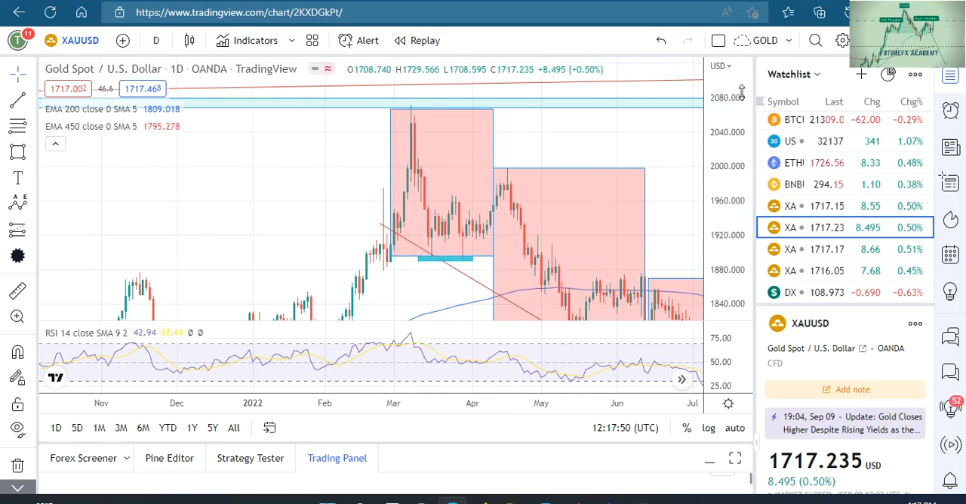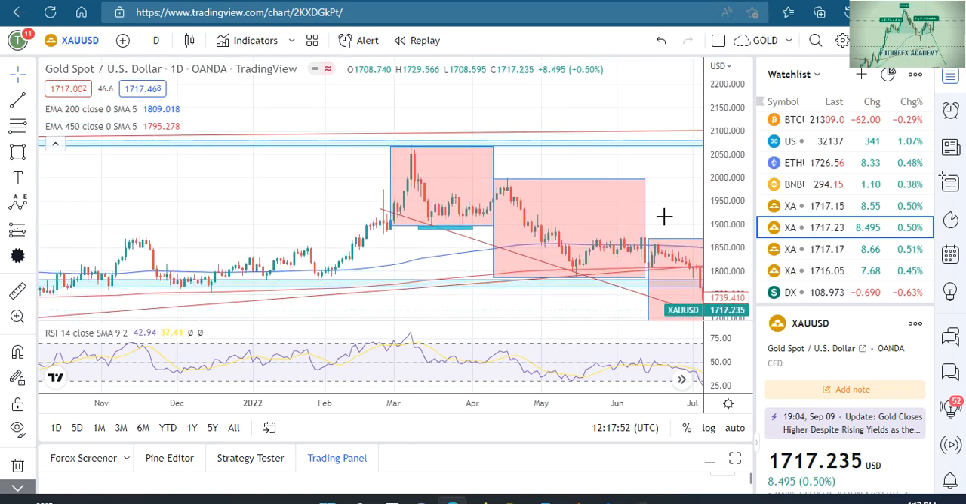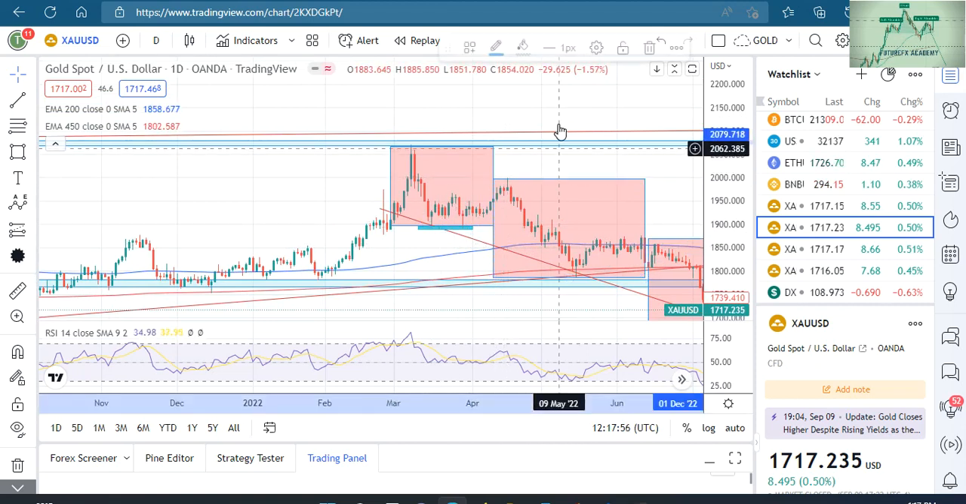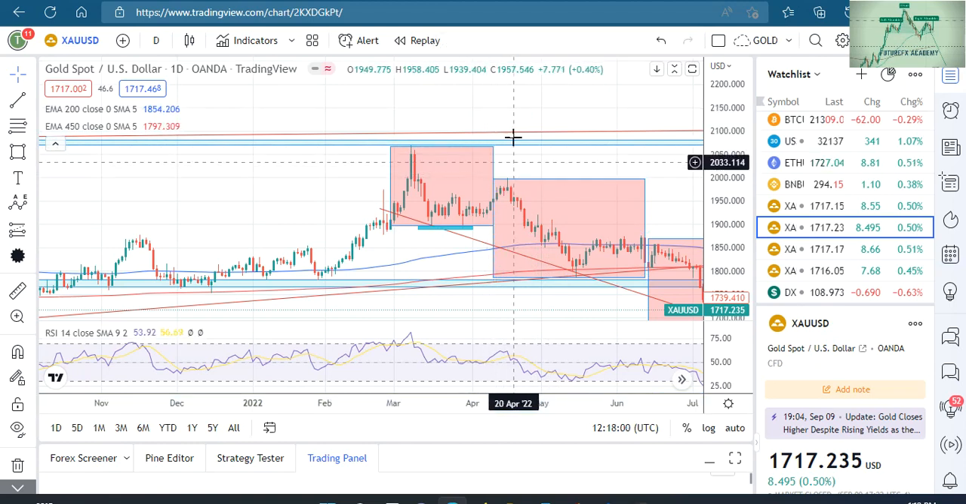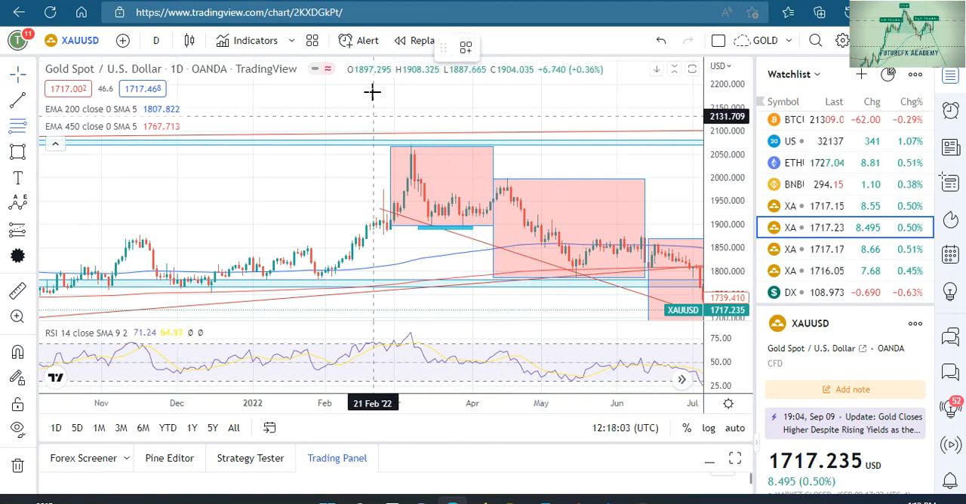So now, after the move, looking at the retracement, what does it give you?